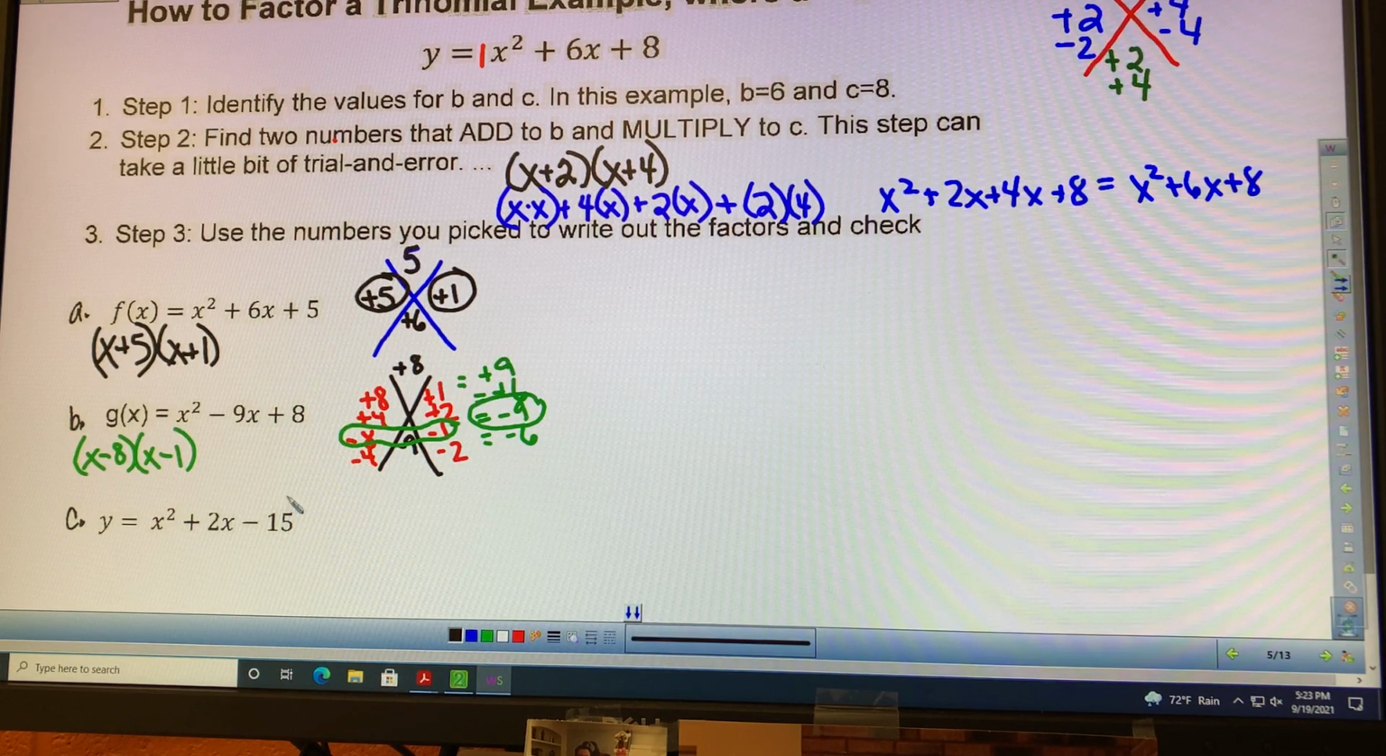Okay, do this one and see what you come up with and come back and check it. This is how I factor. I just say x times x. Factors of 15 are 3 and 5. I want the greater one to be positive. That gives me negative 15 plus 5x minus 3x, so that's my factors.